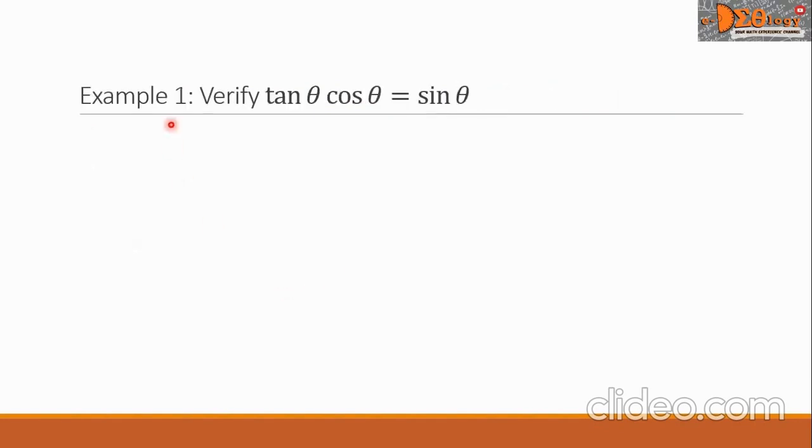Let us have example 1. Verify tangent theta cosine theta equals sine theta. We can see in this problem that the right hand side is already simple, so we're going to simplify the left hand side to make it equal to the right hand side.